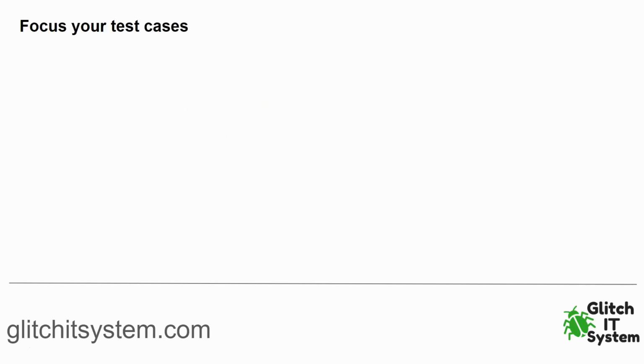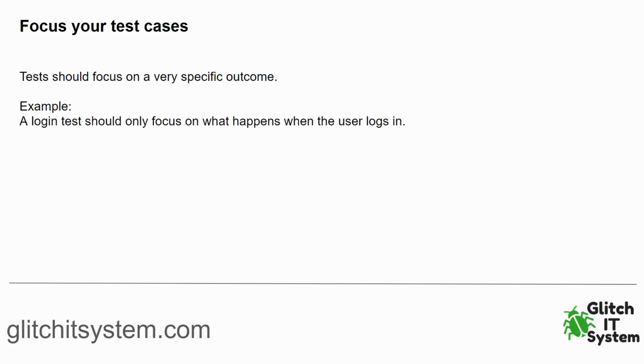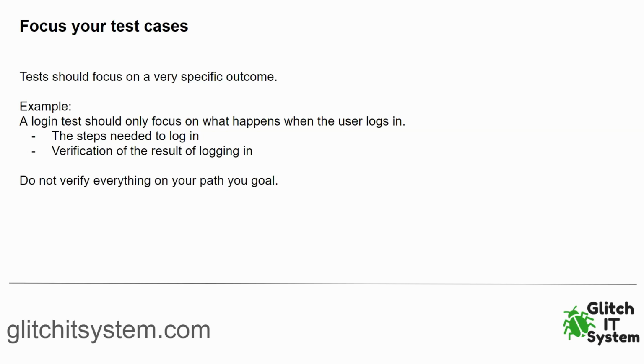All right, next is focus your test cases. Tests should focus on a very specific outcome. As I mentioned before, if you have multiple test cases that are independent, then you're more likely to be focusing on a specific outcome. For example, a login test should only focus on what happens when the user logs in: the steps needed to log in, and verification of the results of logging in. Do not verify everything on your path, that should say path to your goal.